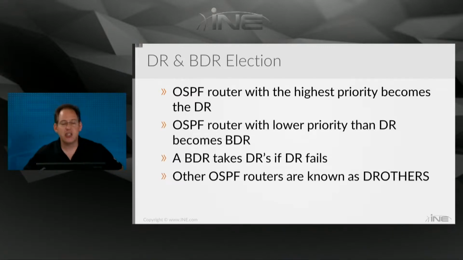And when you do the command show ip ospf neighbor to view your neighbors, you will see on an Ethernet segment at least one neighbor shown as DR for designated router, possibly another one that says BDR, and then others that will say DROTHER. DROTHER means routers that currently are not the DR, not the BDR, but they could be in the future. If the DR and BDR fail, these other routers could potentially become designated routers.